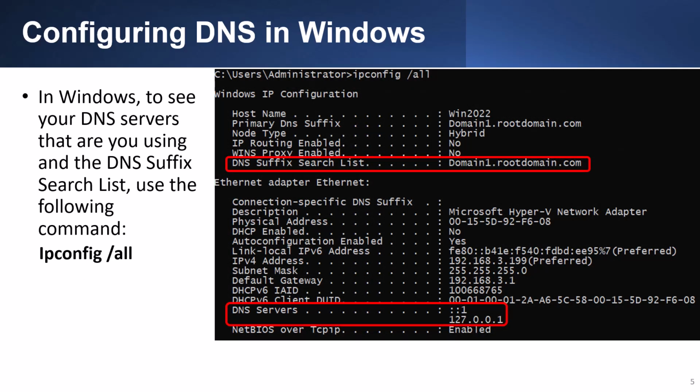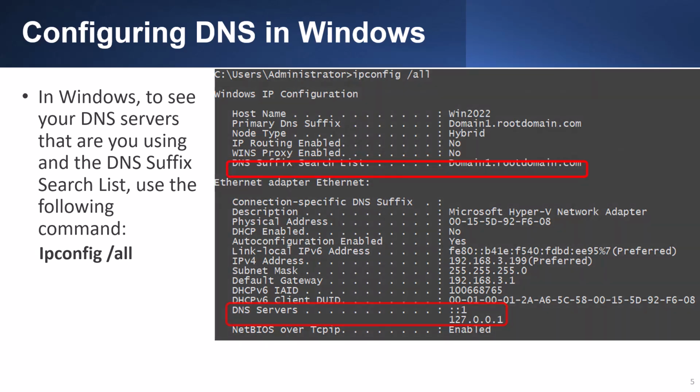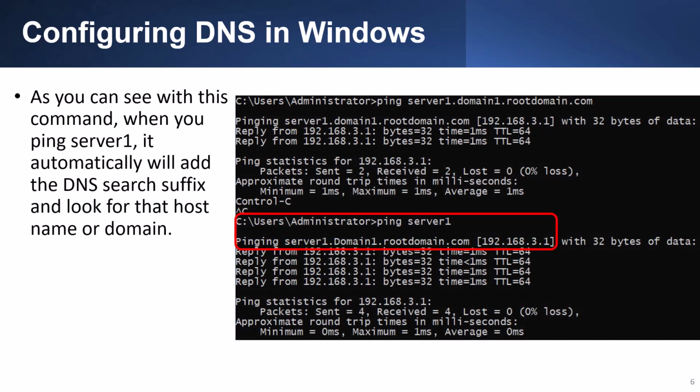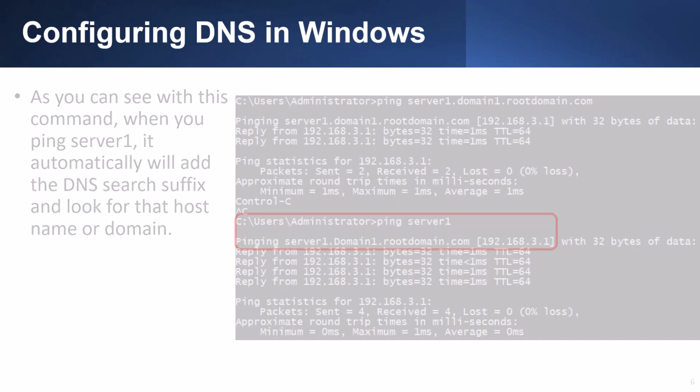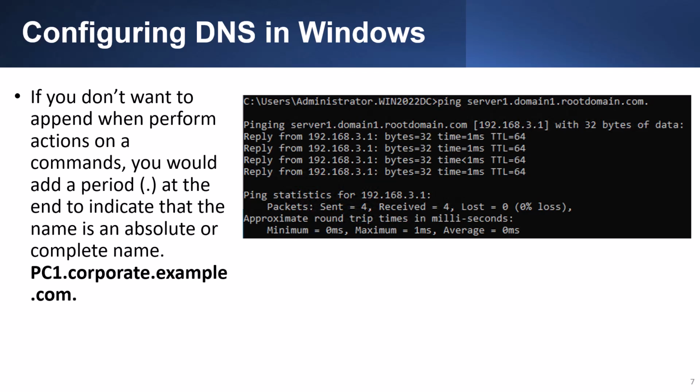In Windows, to see the DNS servers that you're using and the DNS suffix search list, use the following command: ipconfig /all. As you can see, the DNS suffix search list has domain1.rootdomain.com. As you can see with this command, when you ping server1, it will automatically add the DNS search suffix and look for that host name or domain. If you don't want to append when performing actions on a command, you would add the period at the end to indicate that the name is an absolute or complete name, such as pc1.corporate.example.com.